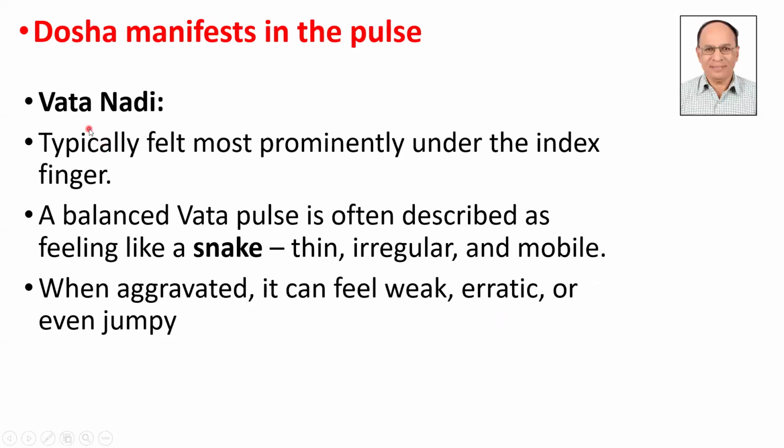Vata nadi. This is typically felt most prominently under the index finger. A balanced Vata pulse is often described as feeling like a snake: thin, irregular, and mobile. When the Vata dosha is aggravated, the nadi or the pulse can feel weak, erratic, or even jumpy.